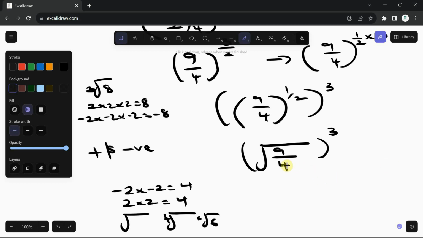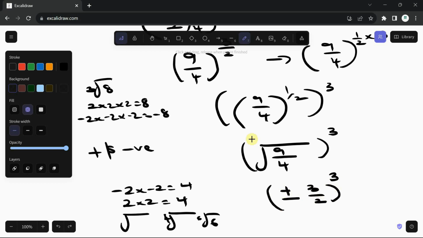So if you want to find the square root of 9 over 4, I can find the square root of 9 and I can find the square root of 4. Because I can find the square root of 9 and of 4, I can take the direct square roots. So this is like saying plus or minus 3 over 2, all cubed.